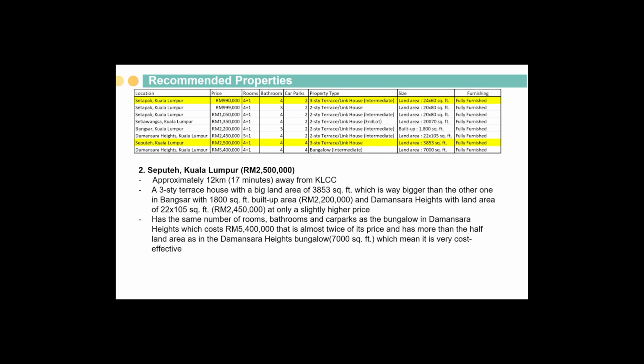In addition, it has the same number of rooms, bathrooms, and car parks as the bungalow in Damansara Heights, which costs 5.4 million. That is almost twice the price and has more than half the land area of Damansara Heights, which means it's very cost effective.